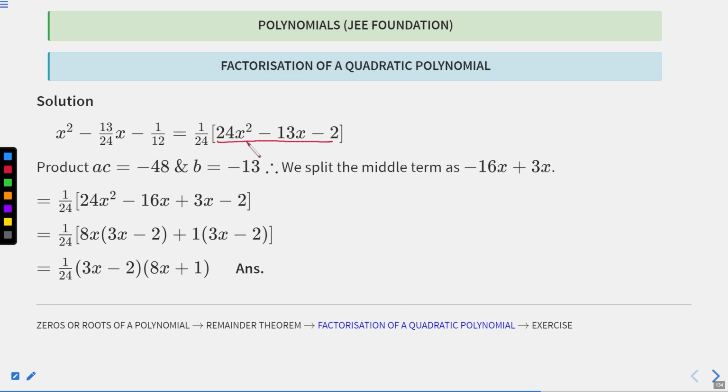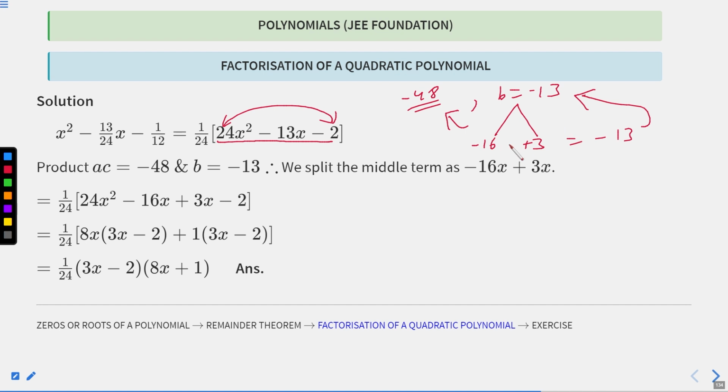Now just multiply a and c, you will get minus 48 as ac, and b is your minus 13. So how are you going to split b into two parts such that the product will be this? Okay, so we know 16 times 3 will be my 48. So taking minus 16 and plus 3, you will get minus 13, which is b. And if you multiply these, you will get minus 48. I hope this is clear why we are taking minus 16 and plus 3.